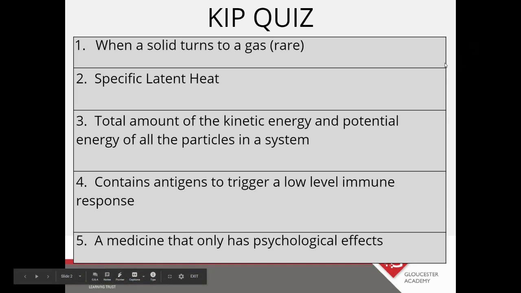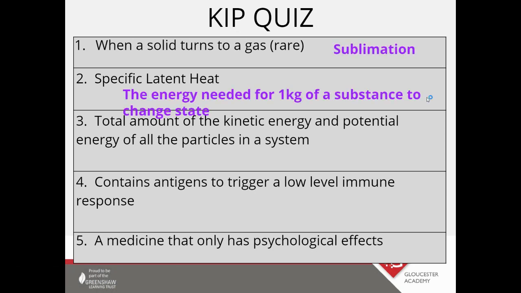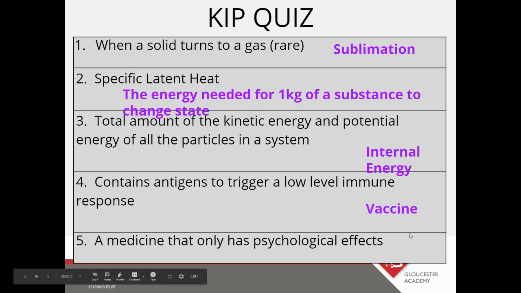When a solid turns to gas, that is sublimation. Specific latent heat is the energy needed for 1 kilogram of a substance to change state. For example, going from solid to liquid, ice melting to water, water to gas, water boiling to cause water vapor. The total amount of the kinetic energy and potential energy of all the particles in a system, internal energy, because it's the energy inside the molecule or the atom, contains antigens to trigger a low-level immune response, that's a vaccine, and a medicine that only has psychological effects, well, that's a placebo.